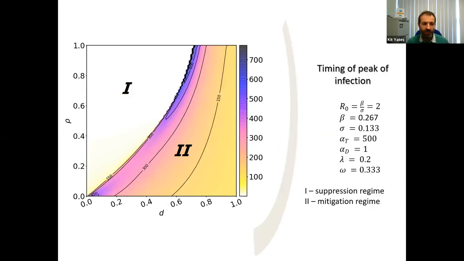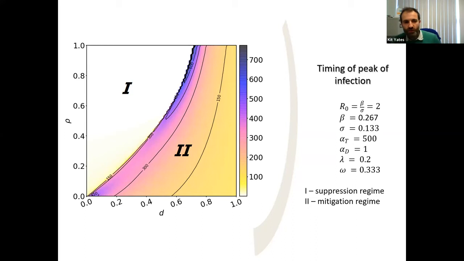on a phase plane where the density of distrusting individuals goes between 0 and 1, and the size of protective measures goes between 0 and 1 here. So we can see more clearly these two regimes now. The region marked with 1 corresponds to suppression. So this is the timing of the peak infection. So that should be lower and lower for better and better suppression.